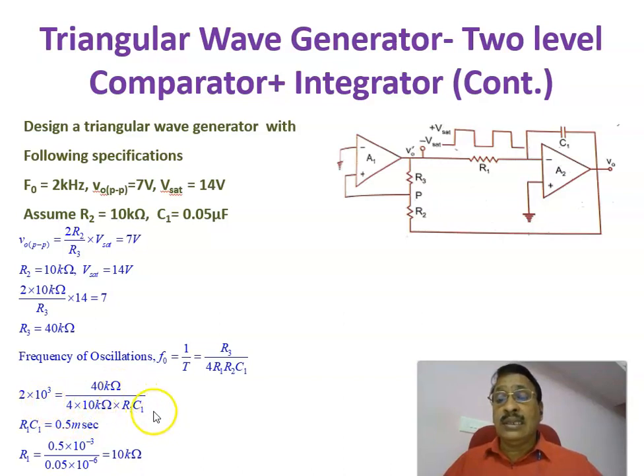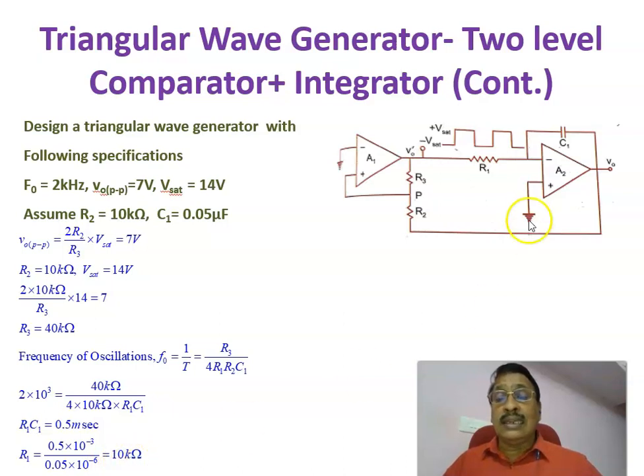From this equation, you can calculate R1 C1. It is the actual time constant of the integrator. We will be getting it equal to 0.5 milliseconds. That is the time constant of the integrator. And in this one, the C1 value is given, so the only unknown is R1. You can find out the resistance that will be connected to the input of the integrator, and you will get it equal to 10 kilo ohm.